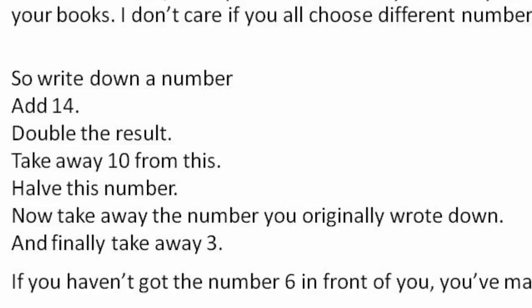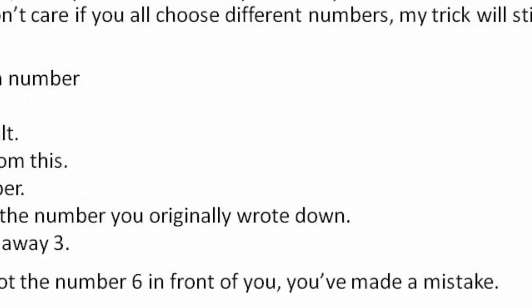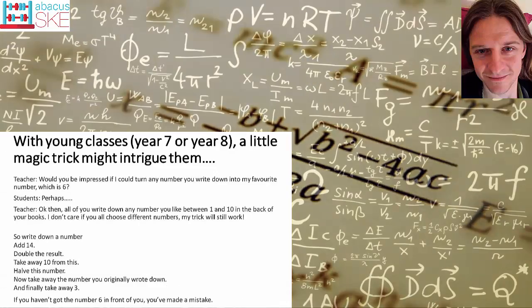They're obviously doing this, working away on their little whiteboards. Then I'd like you to halve the result, and then I'd like you to take away the number you originally wrote down, and finally take away 3. Now, I hope you've tried that yourself with a number, but you should find that you've got 6 sitting in front of you. Now, maybe you're impressed, or maybe you're thinking that's an obvious trick. I'm not so sure, but let's have a look at how it works.